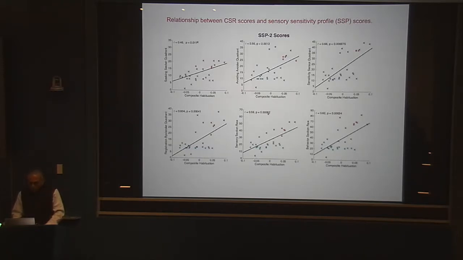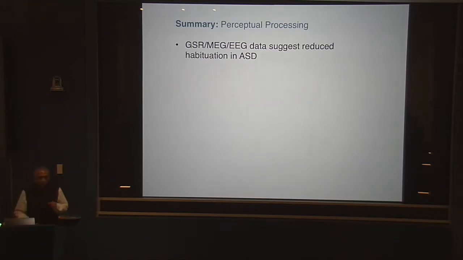So to summarize, GSR, MEG, and EEG data all suggest reduced habituation in autism. There seems to be an interesting point of contact between this result and some work that we are engaged in right now on motor entrainment.